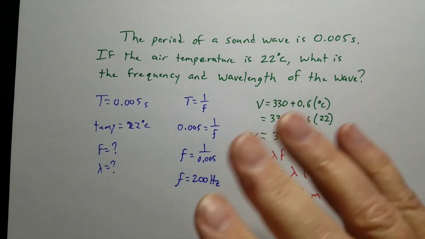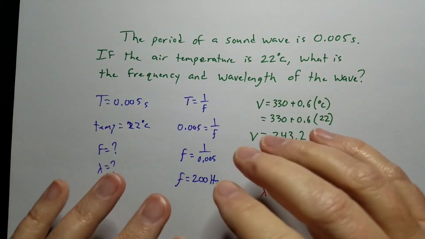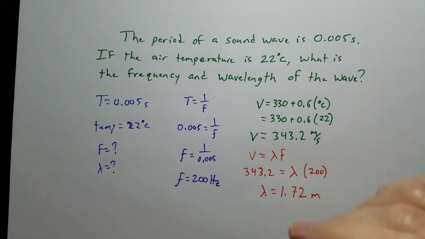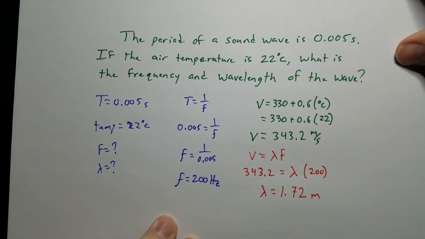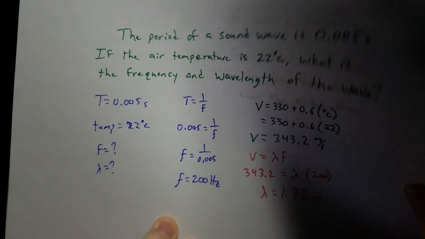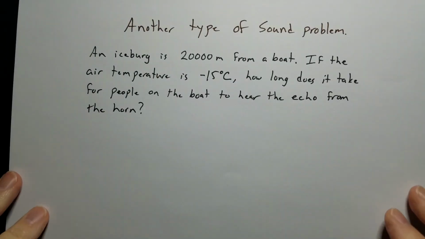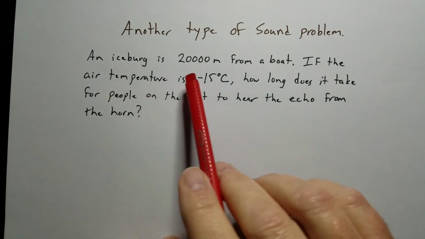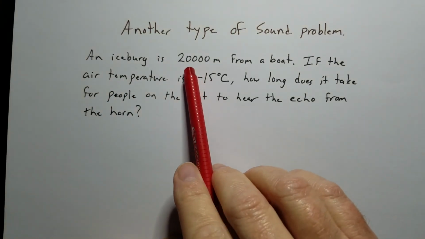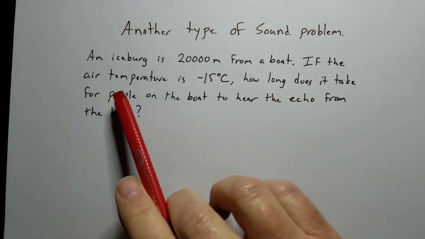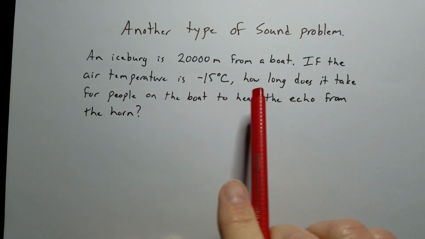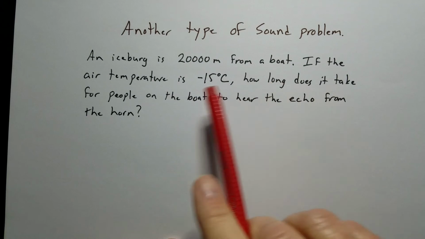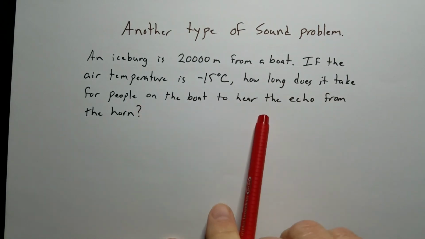Now this is all using the wave equation where I'm looking for a frequency, a wavelength, a period, something like that. But there is a different type of question that uses sound waves. And that's this one. We've got an iceberg that's 20,000 meters away from a boat. Their temperature is that, and they're asked for how long will it take people to hear the echo.